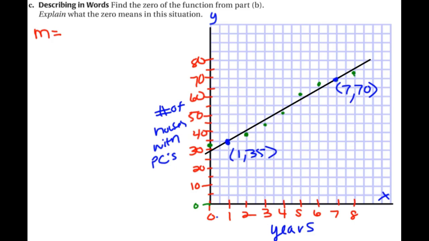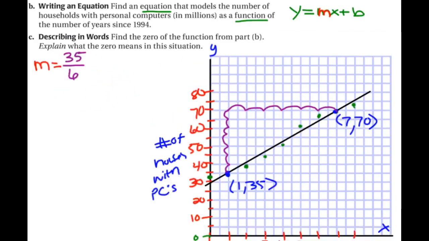If you picked different points, that's okay. So I'm going to count my slope. Going up is by 5, so this is up 5, 10, 15, 20, 25, 30, 35. So I went up 35. And over, now these go by, every 2 is one number. So 1, 2, 3, 4, 5, 6. 35 over 6. That's my slope.